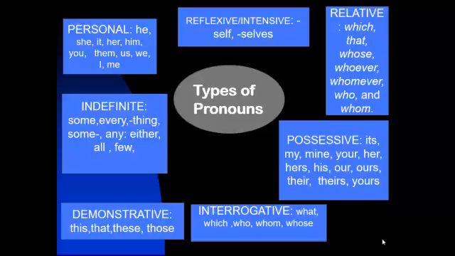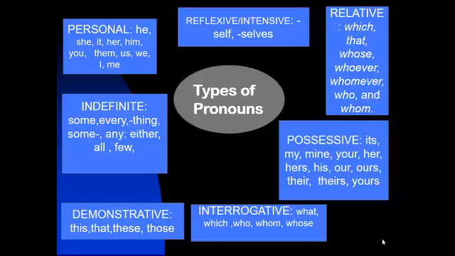And just to remind you, the indefinite pronouns are all those pronouns that start with "every," for example, everything, everyone. And again, all those pronouns that end with "thing," something, nothing. And again, all those pronouns that start with "some," someone, somebody. And we also have the indefinite pronouns some, any, either, all, few. All these are indefinite pronouns.